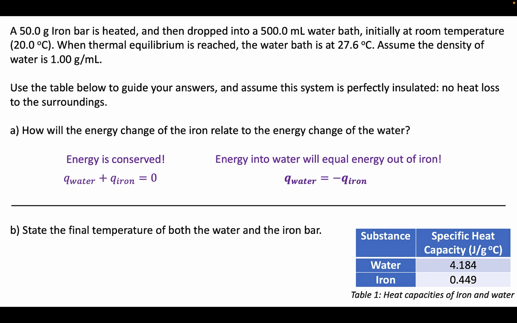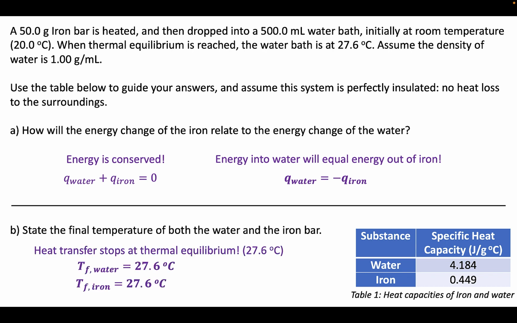algebraically. The second thing we want to do is state the final temperature of both the water and the iron bar. It may seem like there's more to it, but there's not. Heat transfer stops at thermal equilibrium, and therefore the final temperature for the water and for the iron are both going to be 27.6 degrees Celsius, which is given in the problem. This emphasizes that defining these variables strictly is important, and that the thermal equilibrium we reach is exactly the same for both of them. We'll use this value for both substances moving forward.